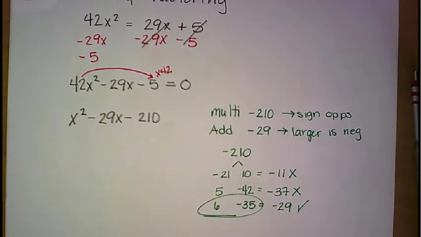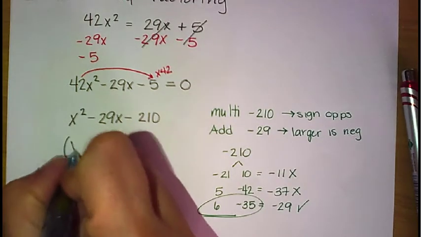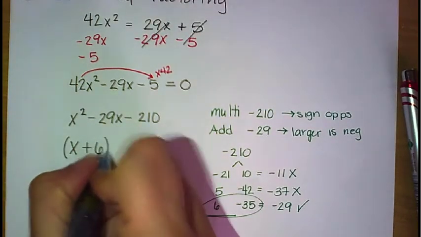Okay, so we're going to use those two factors. We're going to break this down. It's going to be x plus 6 and then x minus 35. And remember, it doesn't matter which one goes first or second as long as they're both there. But also remember, we need to divide this by that 42 that we multiplied by earlier.